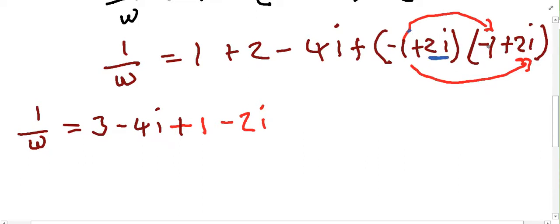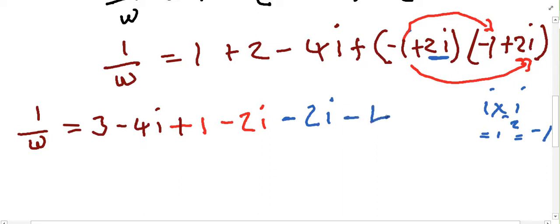So when I say 2i times -1, it's going to be negative 2i, right? This one times that one is negative 2i. Then this one times 2i, you know, i times i is i squared, and this i squared is the same as -1. Put that in mind. So i times i is -1. 2 times 2 is 4. 4 times -1 is simply equal to -4.